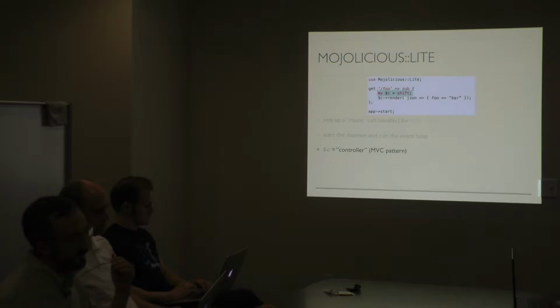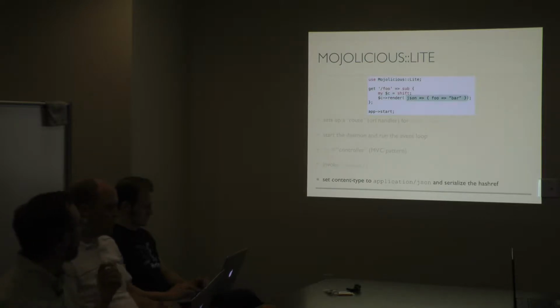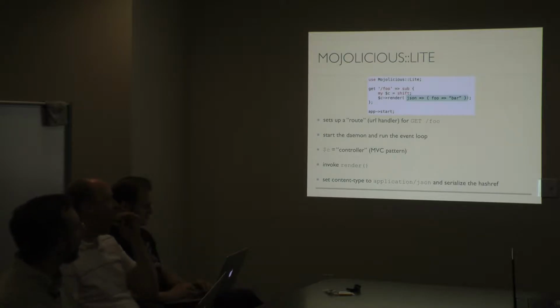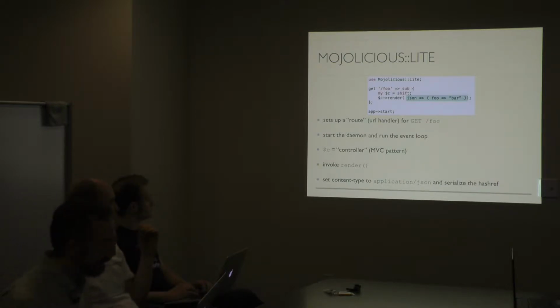Once that URL is hit, we go into that controller now. The C stands for controller, as in the model view controller pattern. The next thing we do is we invoke render, and then finally we set the content type to application/json and serialize that hash reference. So we'd get a little JSON document that consists of foo::bar. So it's very concise, very powerful patterns, Mojolicious Lite.